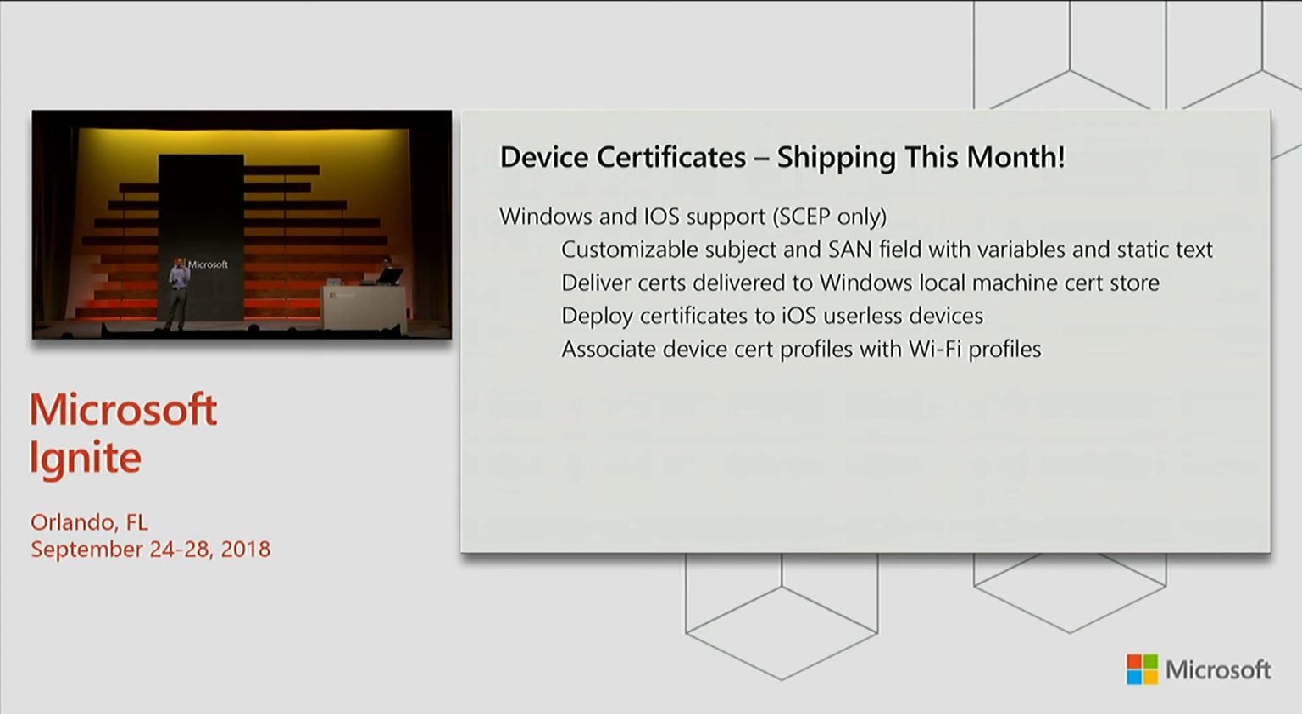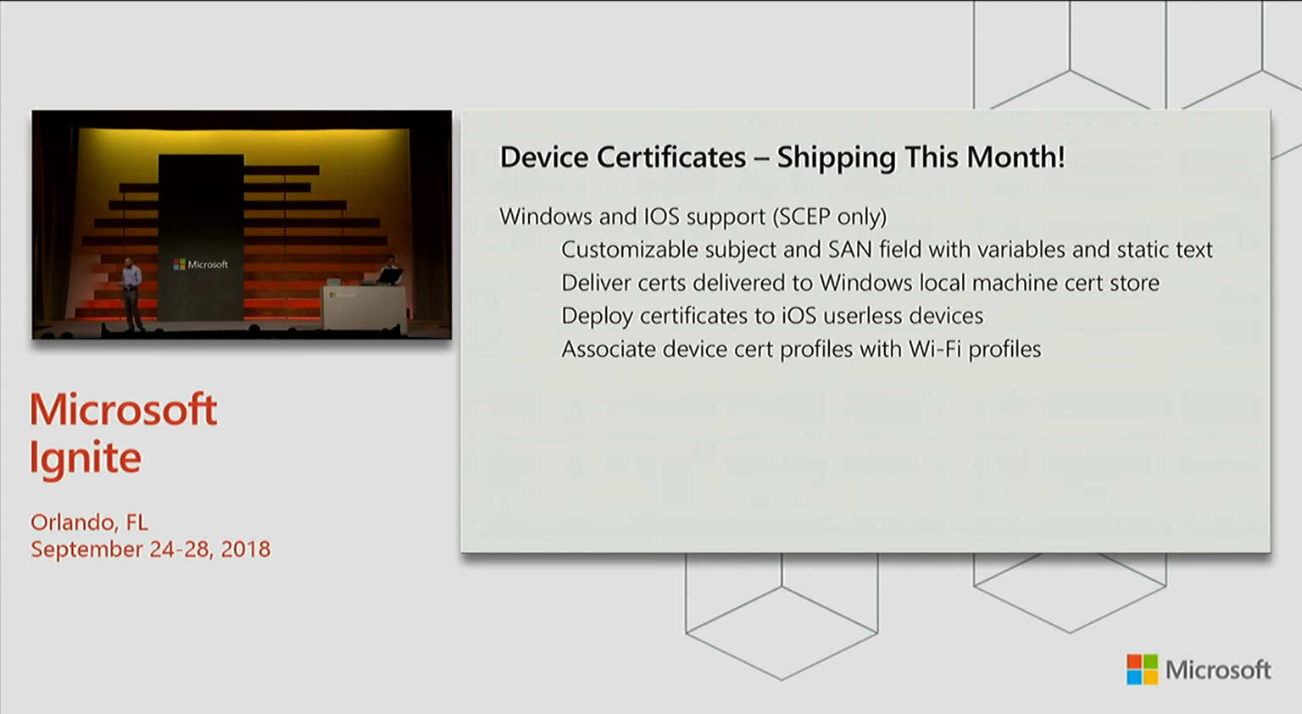But customers have rich requirements around how they want to build it. They may want to just tag it with UPN-Intune or something like that, and even have static text in it. So we're giving you really rich capabilities to add a bunch of Azure Active Directory variables to the subject and the SAN, and even have static text in there. So that's pretty exciting. We'll also deliver on Windows the cert to the local machine store, which is great.